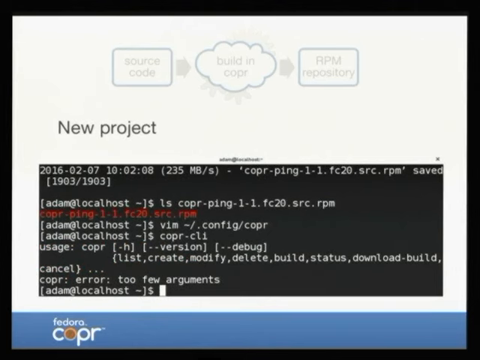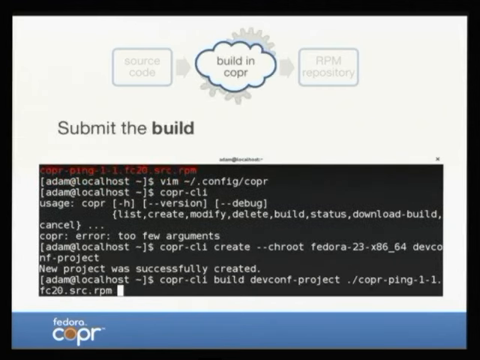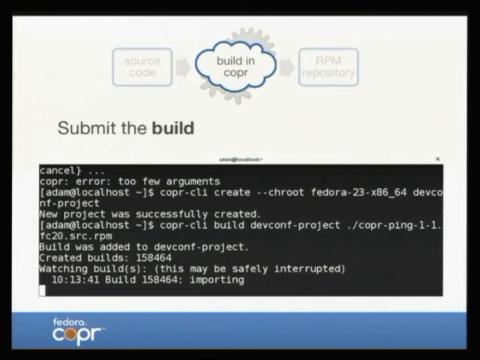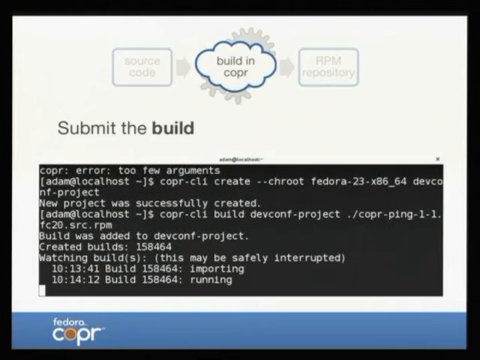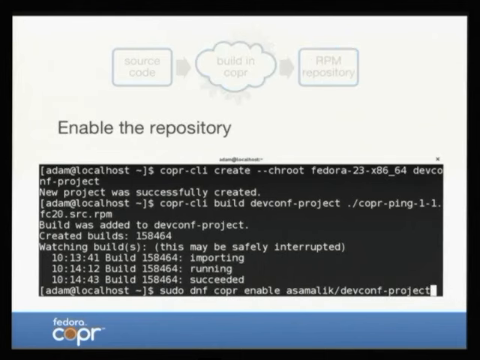First, I need to create a project. So I will create a project. I will call it devconf project. And then it's time to build a package. I'm using the source RPM and uploading directly to Copr from my machine. So I specified copr-cli build. This is the project and package. And now it's building. Actually, it's uploading to Copr, running, and succeeded. At this point, I have the package built and the repo ready for installation.